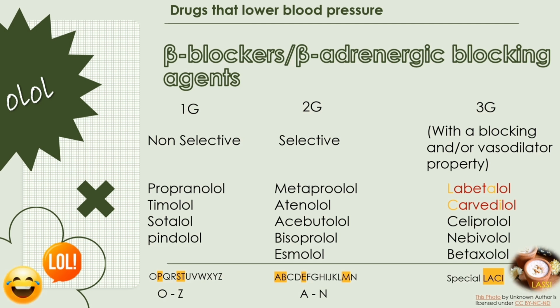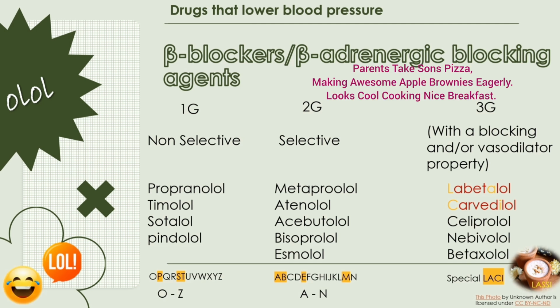The non-selective has both beta 1 and beta 2 antagonist effect, and you can remember it as anything that falls from O to Z comes under non-selective, okay? To remember the classic examples given here, I made mnemonics. Parents take son's pizza. Propranolol, timolol, sotalol, pindolol.